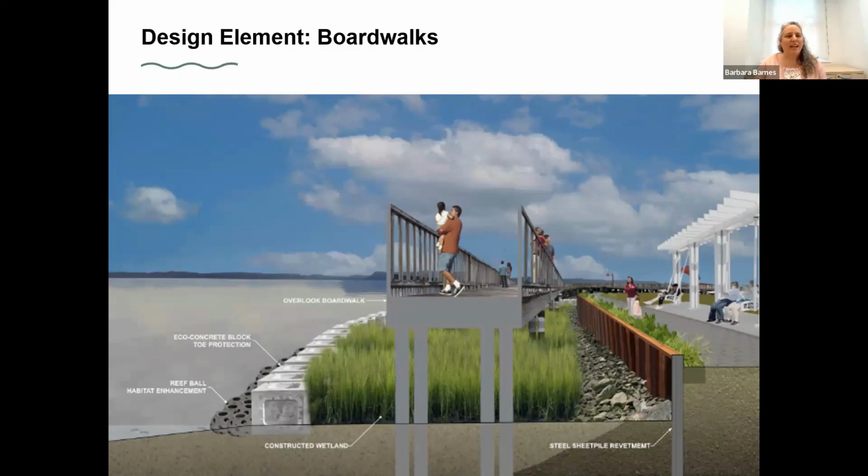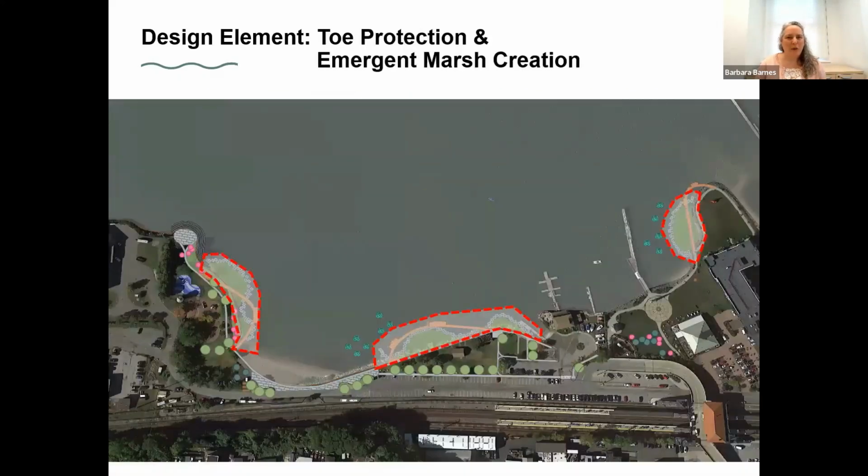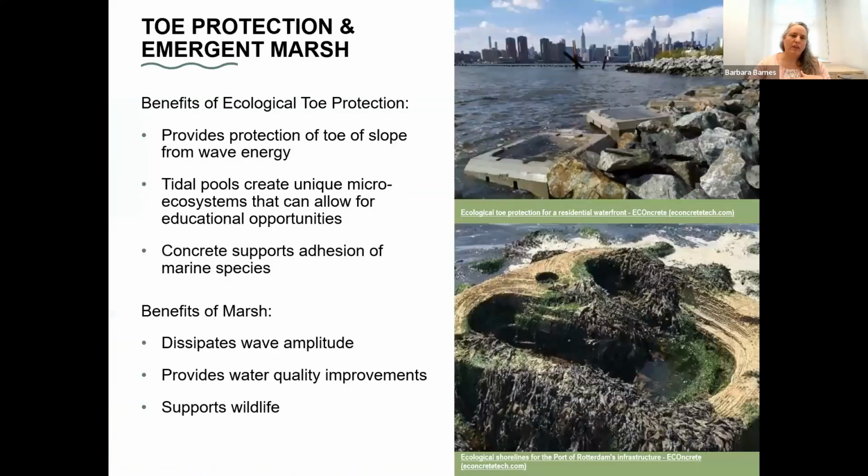So we'll talk about the toe protection and the reef balls going forward. So the toe protection would protect that marsh. And the reason we're interested in the emergent marsh creation, it's not just for habitat. Marshes are fantastic habitat. They're breeding grounds for juvenile species. They're important for bird species and fish. But also in terms of resiliency, they dissipate wave action. So one of the big impacts from a storm event is often the wave. Attenuation is a big piece of that.